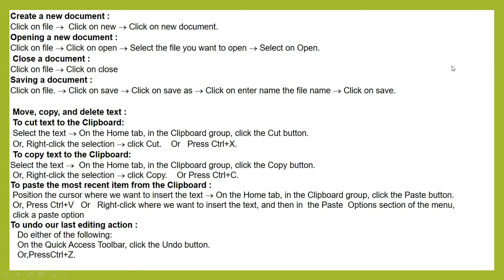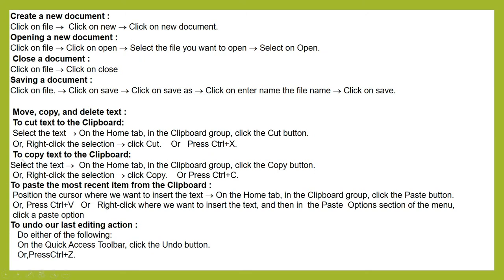Okay, now next is move, copy and delete of text. So how are we able to use move, copy and delete? To cut or move, you have to select that text, then after selection go to the home tab, then go to the clipboard group, then click on your cut button. Or the shortcut is there: right click the selection, then click cut, or you can press Ctrl and X. We already covered these things in Windows Explorer also; in Windows the same thing is there. For copy Ctrl C, for cut Ctrl X, and for paste Ctrl V.